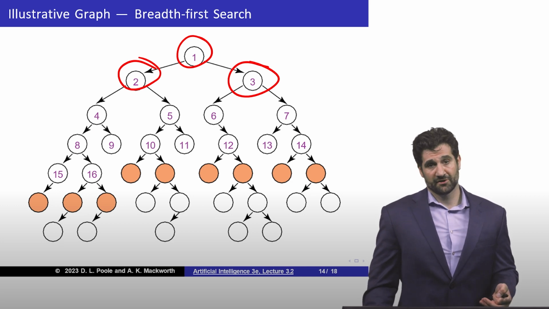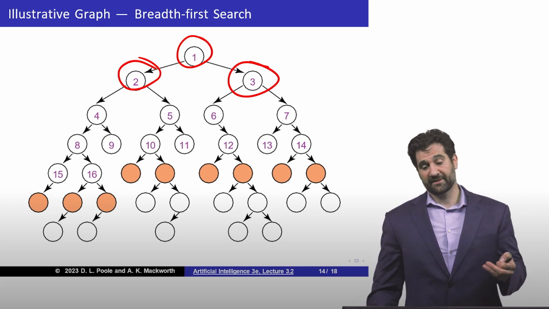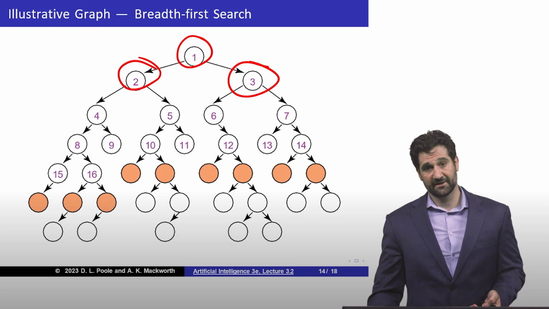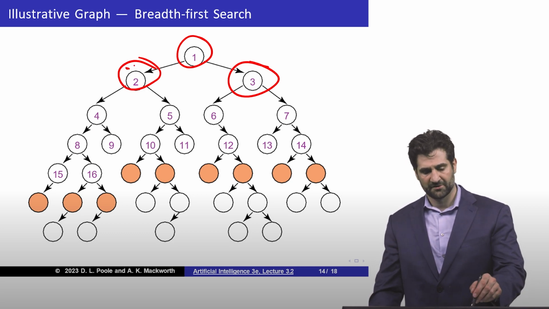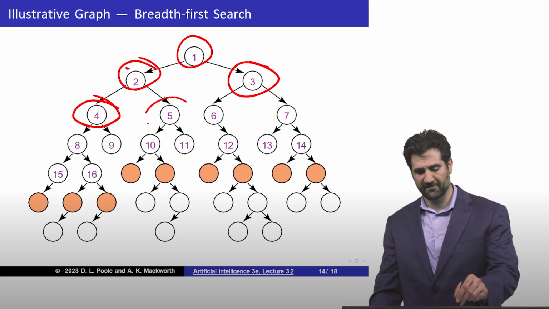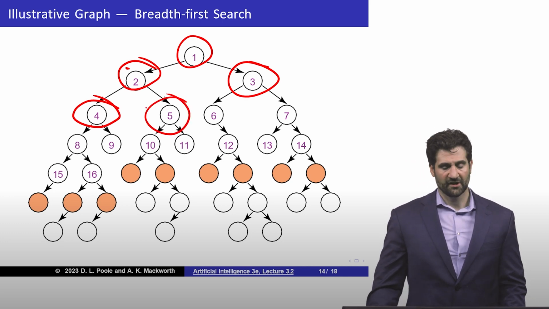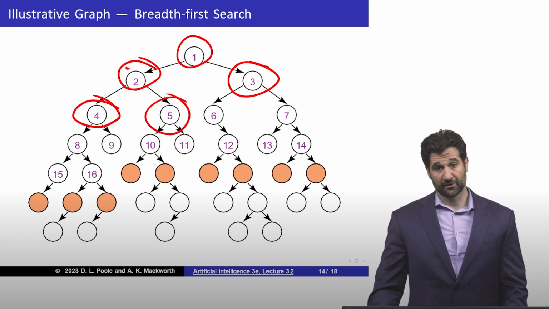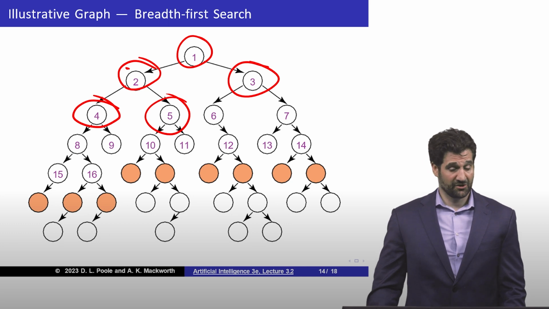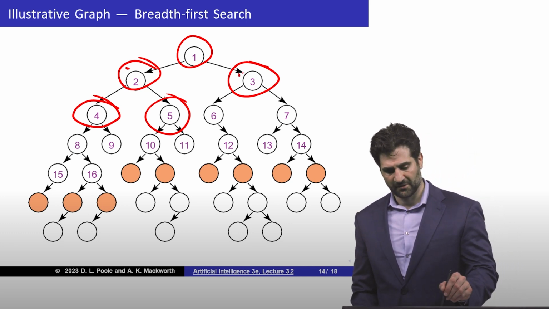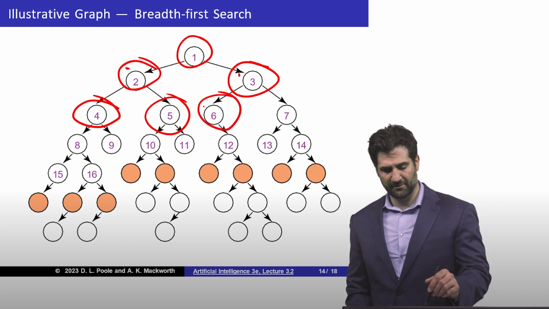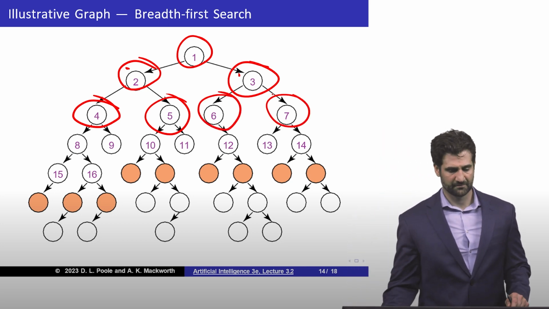So then let's look at the first node that was added to the frontier, and that is this guy here, node 2. So node 2 expands out to 4 and 5. Again, no goals. So then we're going to look at the oldest node in the frontier. 4 and 5 are just expanded, and 2 is totally expanded, so we're going to check out 3. So expanding 3, we get 6 and 7.